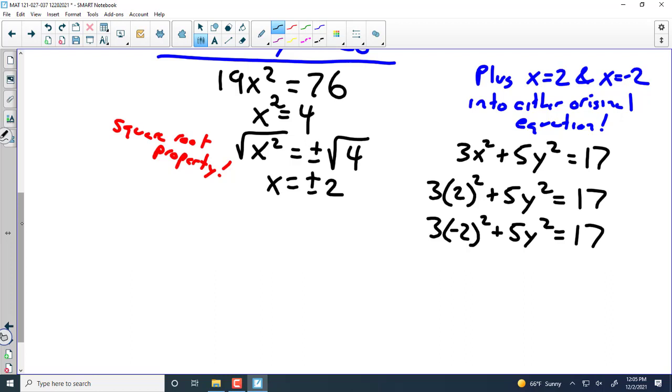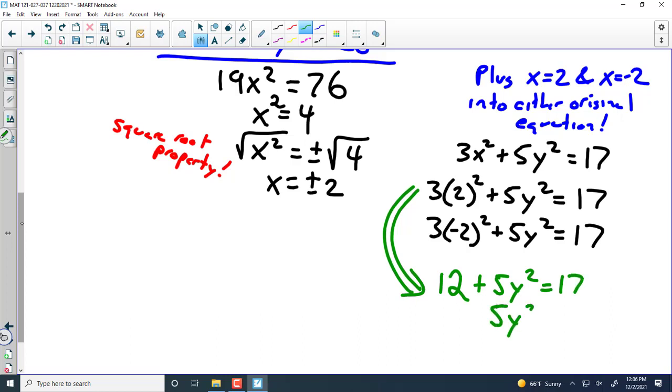Anyone want to tell me anything about plugging both 2 and negative 2 in? It's going to be the same answer because the first thing you do to that 2 or that negative 2 is you square it. Does everyone see that? So for both of these, what you're going to end up with there is a 4. So you're going to end up with 12 plus 5y squared equals 17, or 5y squared equals 5, or y squared equals 1. Don't rush this.